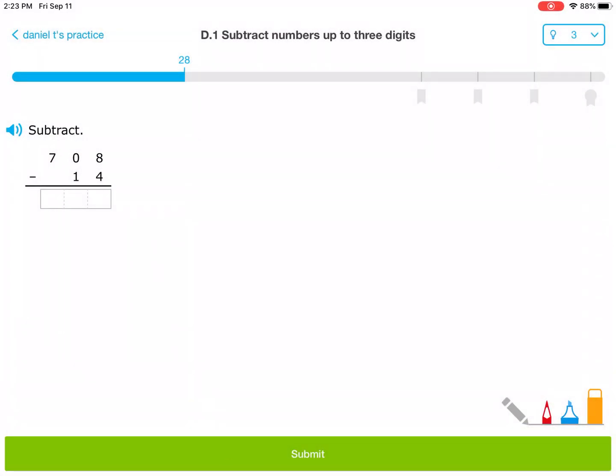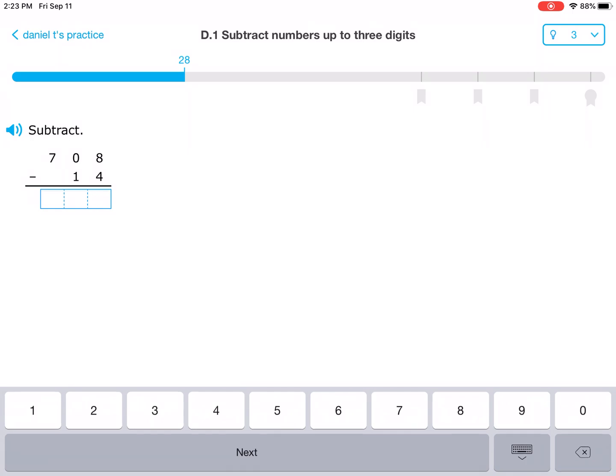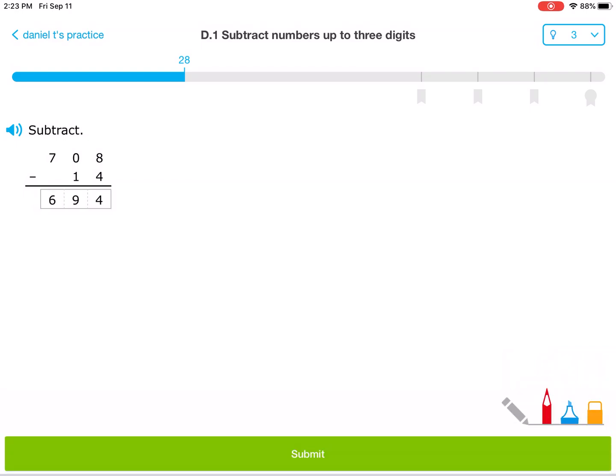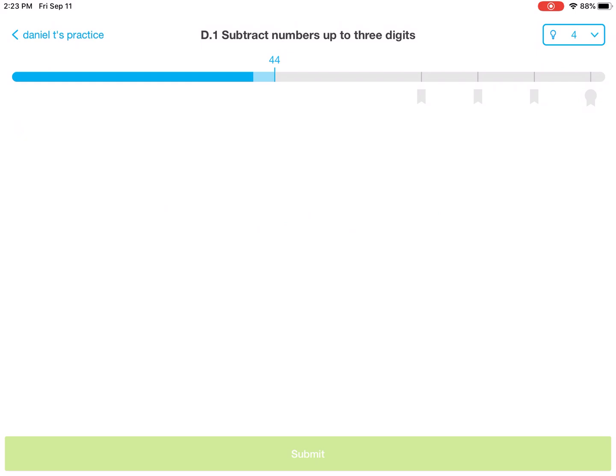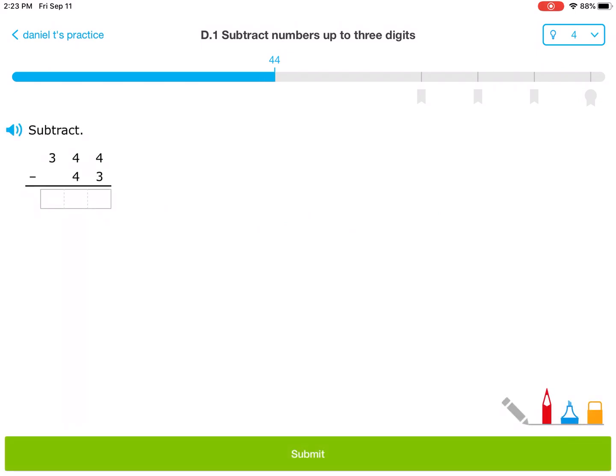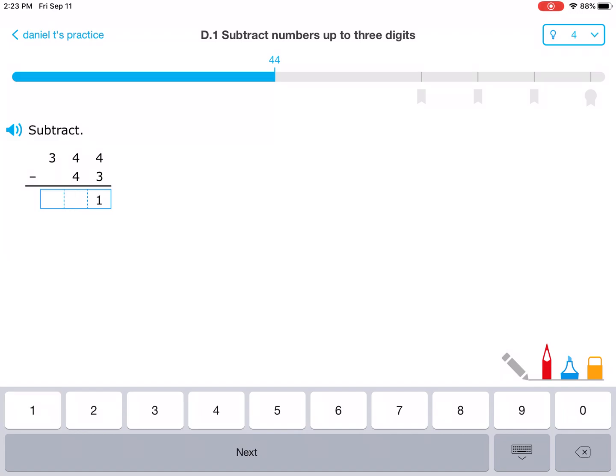And let's see what we got here. So 8 minus 4 is 4. And 70 minus 1 is going to be 69. And then finally, 4 minus 3 is going to be 1. 4 minus 4 is going to be 0. And 3 minus 0 is still going to be 3.